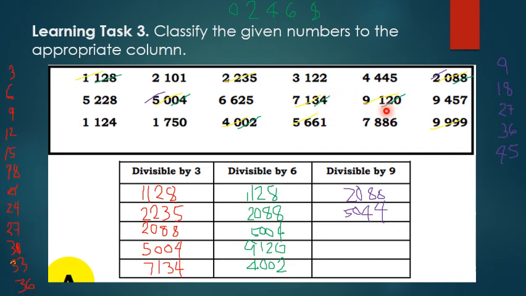So, 9 plus 1 is 10, plus 2 is 12, plus 0 is 12. So, wala din po. 9 plus 4 is 13, plus 5 is 18, plus 7 is 25. So, wala din po. 1 plus 1 is 2, plus 2 is 4, plus 4 is 8. So, wala din po. 1 plus 7 is 8, plus 5 is 13. So, wala din. 4 plus 0 is 4, plus 0 is 4, plus 2 is 6. Wala din po. 5 plus 6 is 11, plus 6 is 17, plus 1 is 18. So, ayun, kasama siya. So, siya po ay divisible din sa 9.